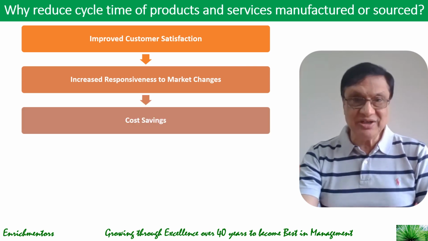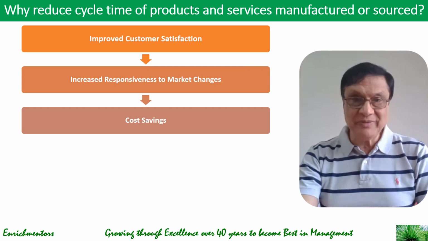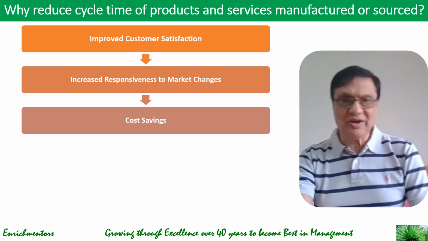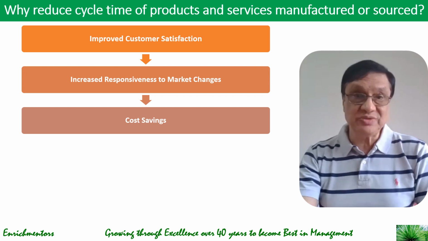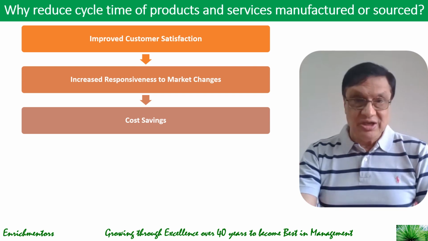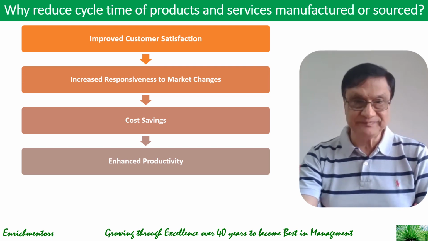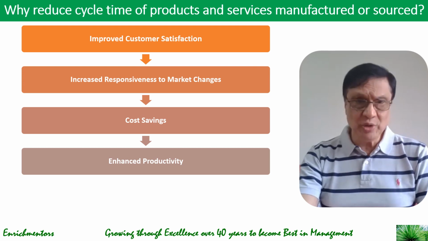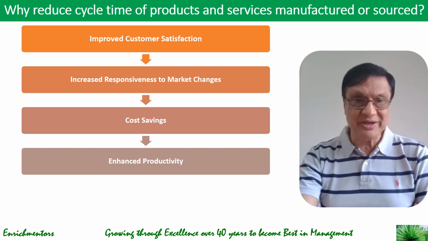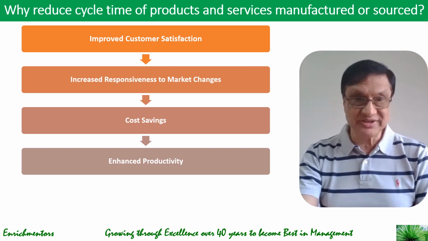Reducing cycle time can result in cost saving through improved operational efficiencies. Streamlining processes, minimizing idle time, and optimizing resource utilization contribute to overall cost reduction. So it's a kind of a win-win situation. Better customer service and lower costs, right? What more can you ask? Faster cycle time often leads to increased productivity as resources are utilized more efficiently. Processes become more streamlined and the production and service delivery pipeline operates more smoothly. So life is a lot easier with lower cycle time.